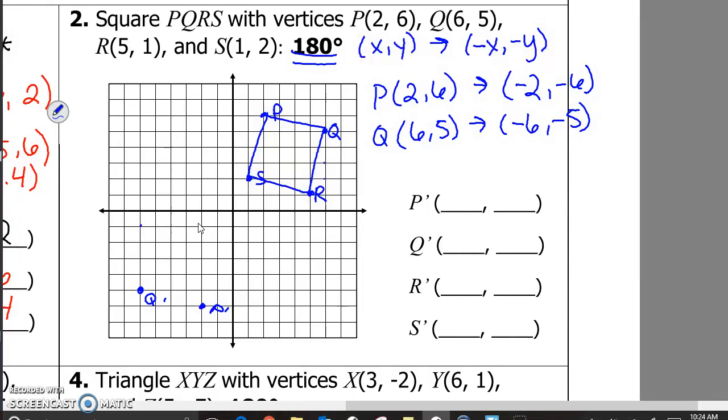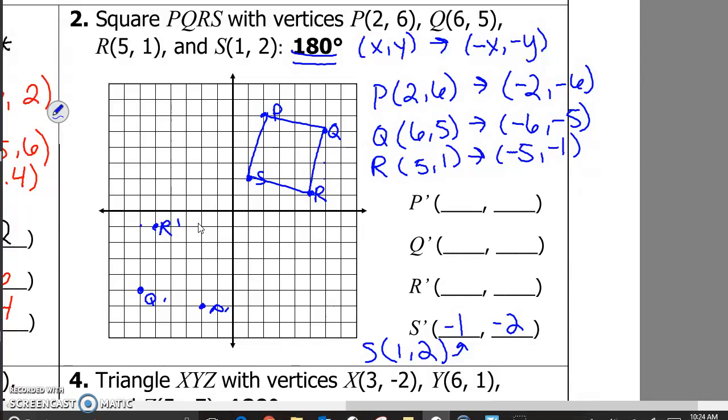Okay. R is 5, 1. So the new point is -5, -1. And then S, I don't have very much room, but S, the original point, is 1, 2. Flip it around. -1, -2. So we just rotated that square 180 degrees with the center of rotation at the origin. So it went, you can almost see these go in a straight line.